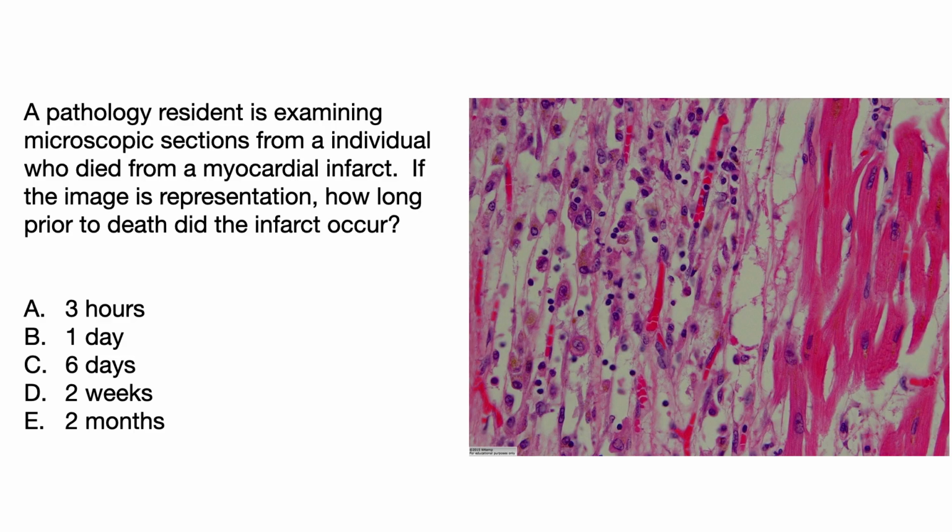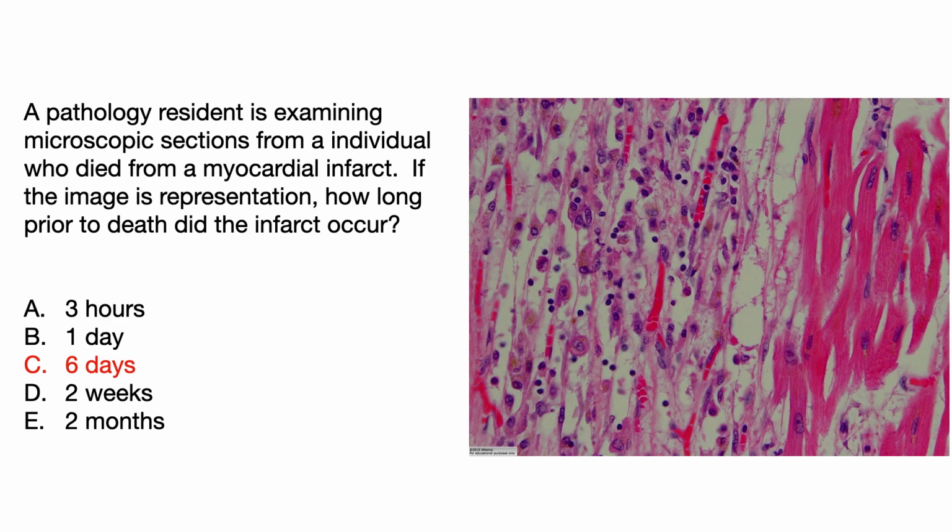Okay, so here's the question. If you want to pause, and we'll answer it. Pathology residents are examining microscopic sections from an individual who died from myocardial infarct. If the image is representative, how long prior to death did the infarct occur? So the answer would be 6 days. You can see those are all macrophages and everything like that.